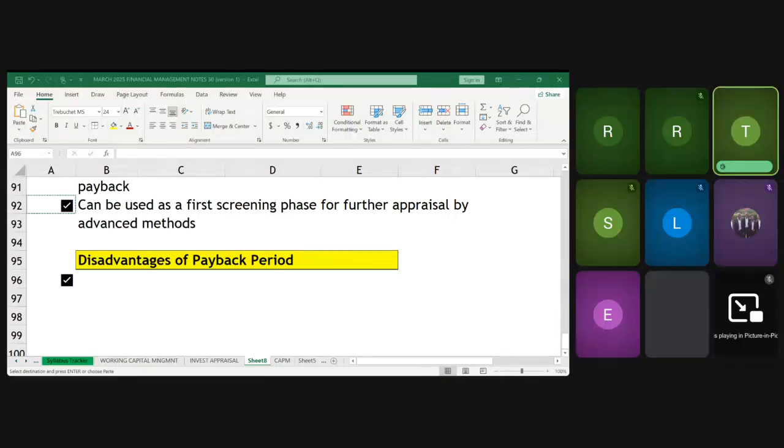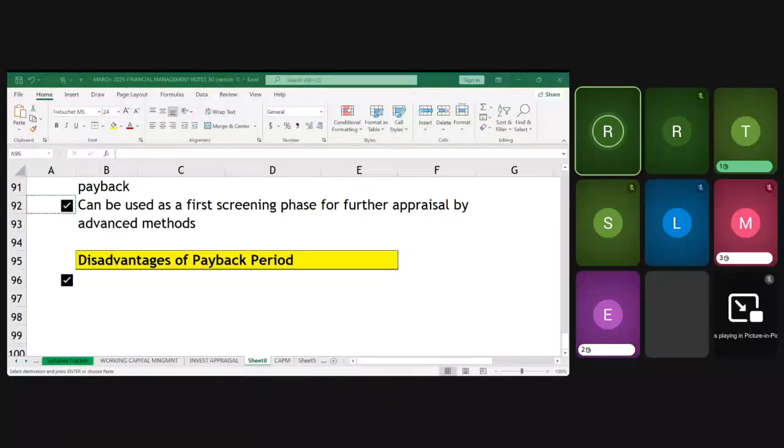Okay. The payback period is not realistic.